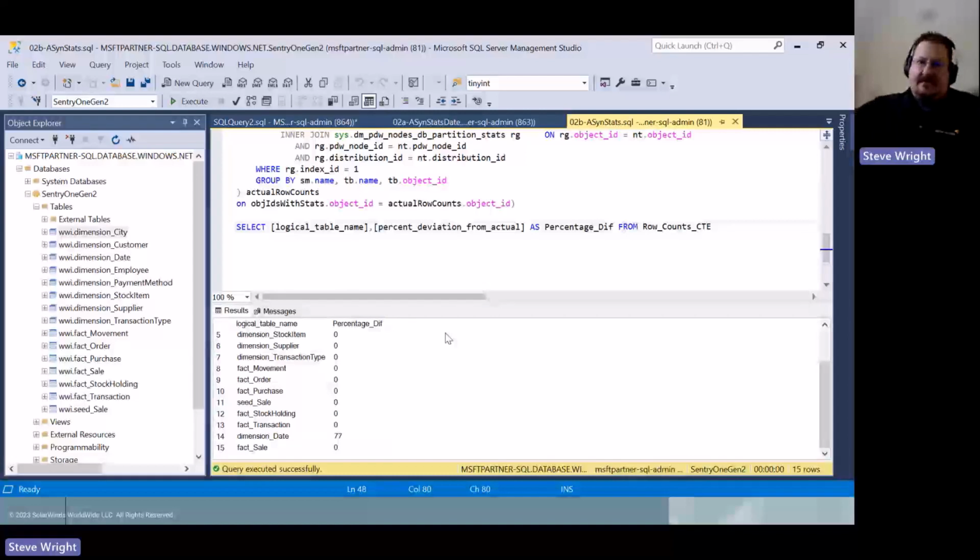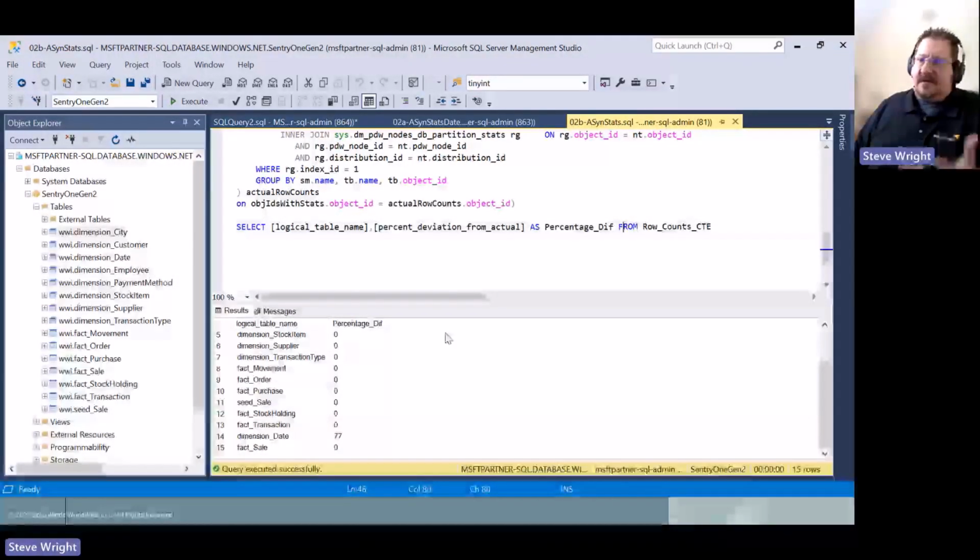I did with the skew. What's the percentage difference between the min and max? Here I am with the difference in row counts too. It gives me a good overview of, okay, how likely am I to run into query performance problems there?